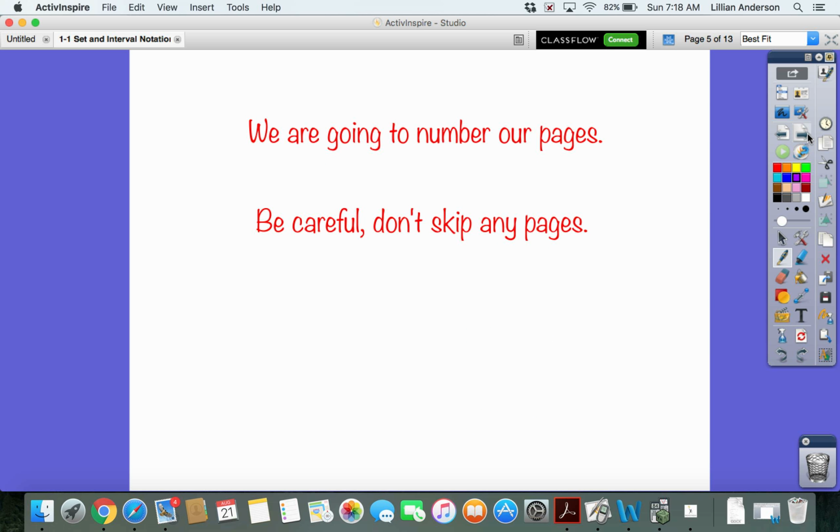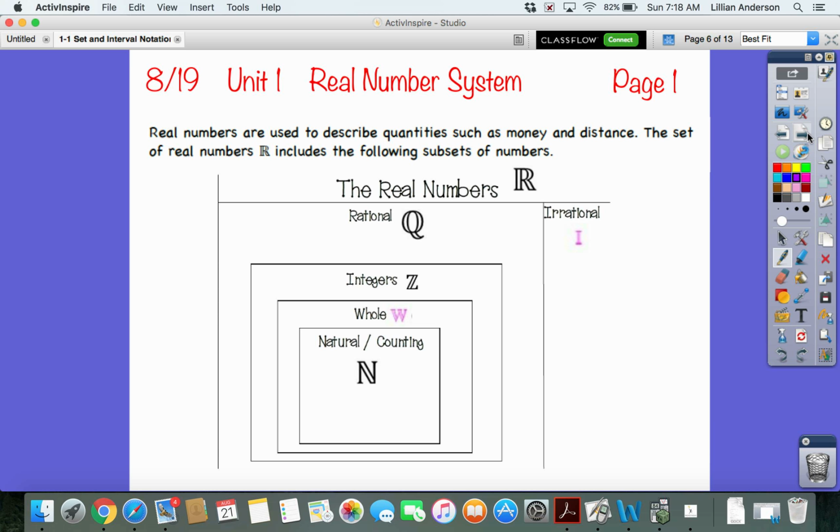We're going to number our pages, but since not everybody has their spiral notebook today, we're going to do that on Monday because everyone should have theirs by Monday. So we're going to start. The red is what you should put into your table of contents. You have the date, you have the unit number, you have the topic. The topic is the real number system, and then you also have the page, which is going to be page 1. So the very first page is going to be all this.